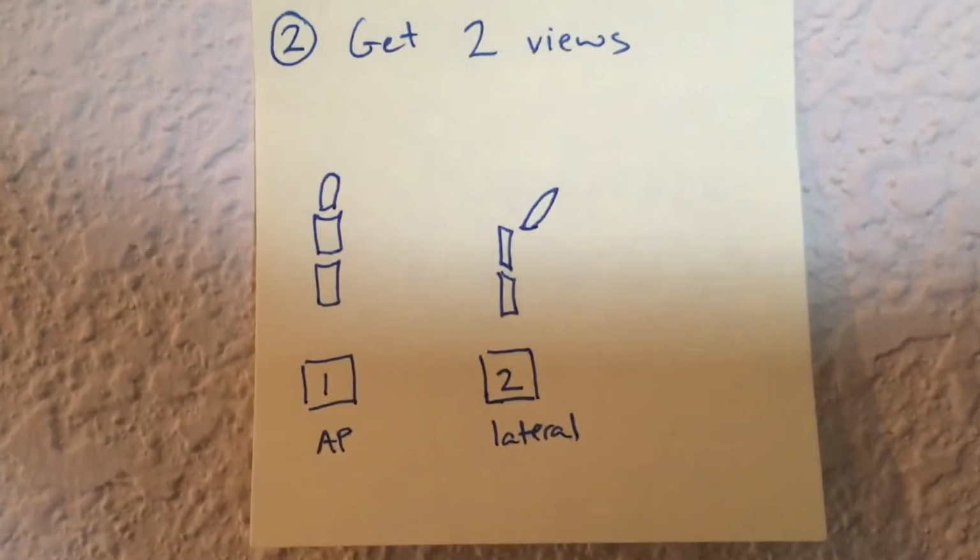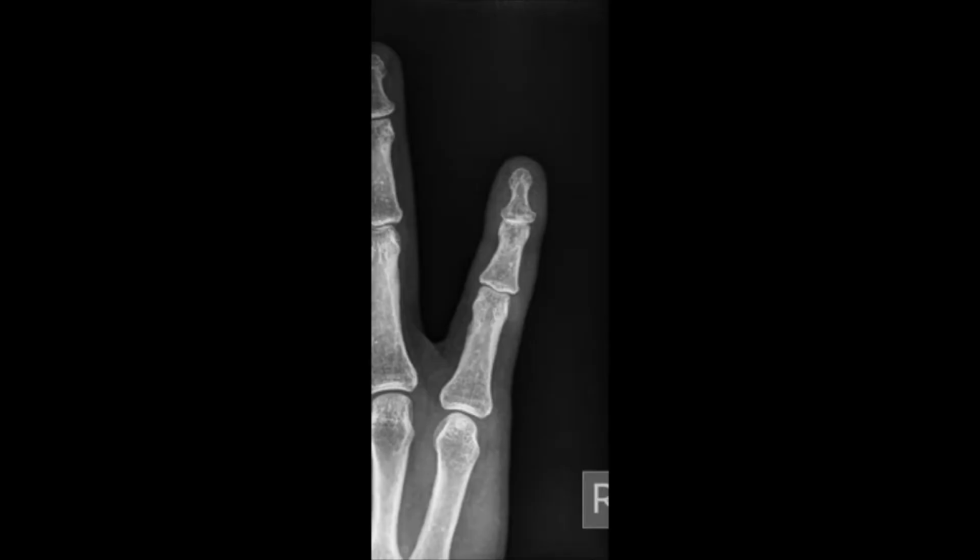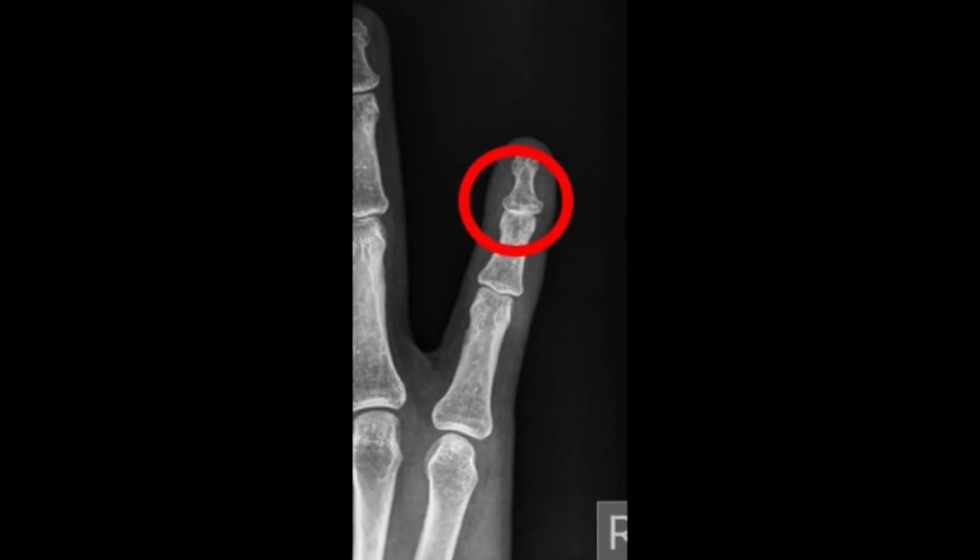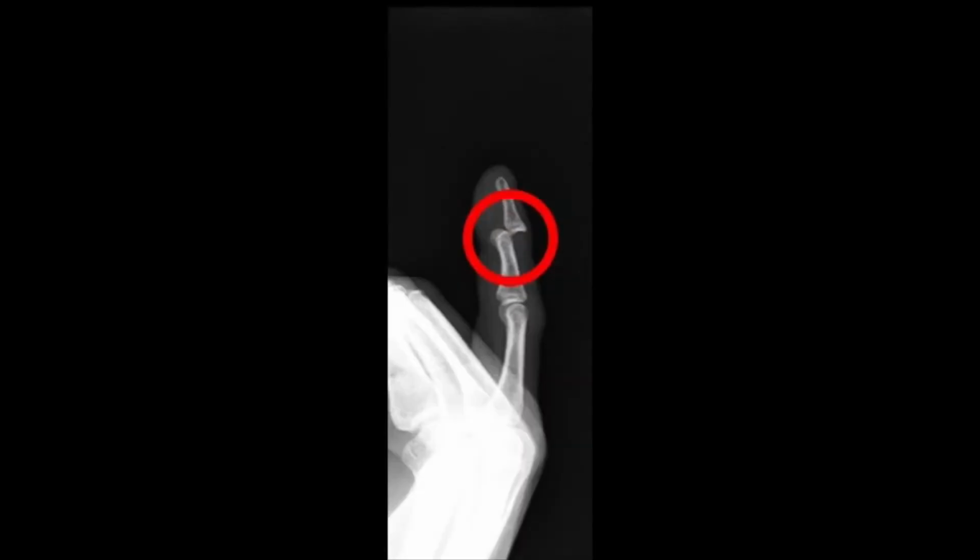Commandment number 2, thou shalt get 2 views, usually an AP and a lateral. Without an associated clinical picture, this image may indicate a simple jammed joint. It's not until you get the lateral image that you see a significantly displaced and dislocated distal phalanx requiring reduction.